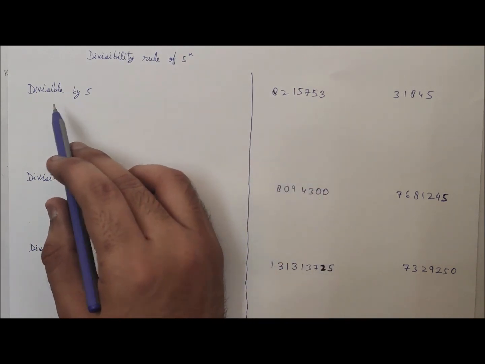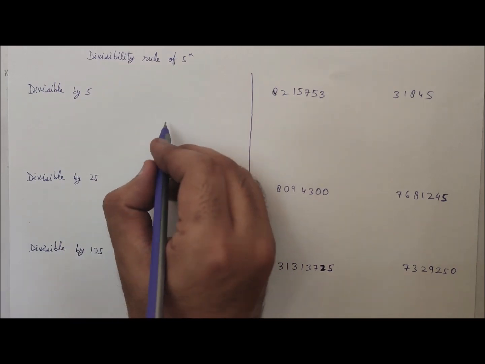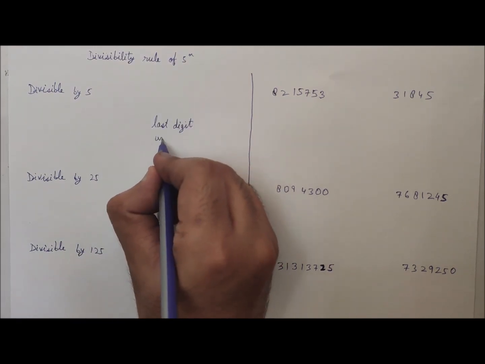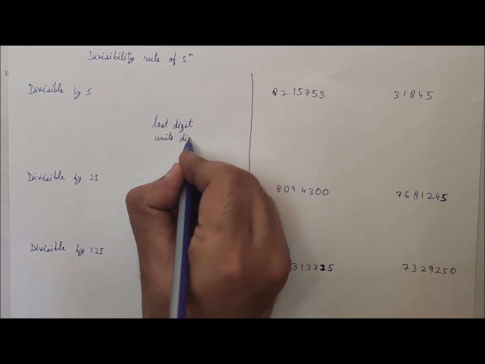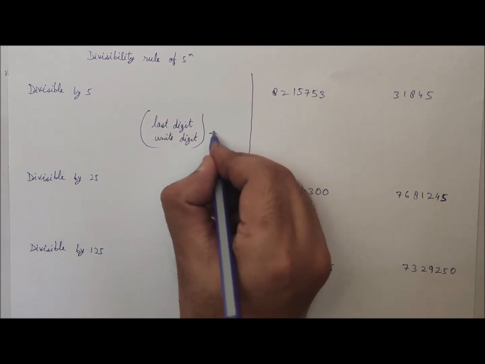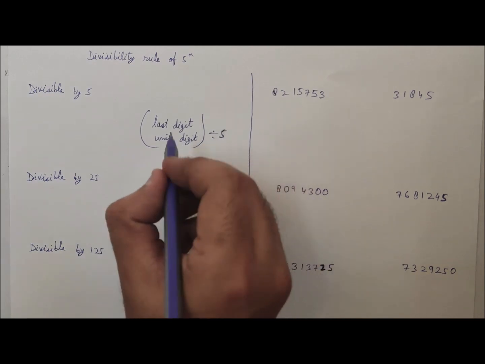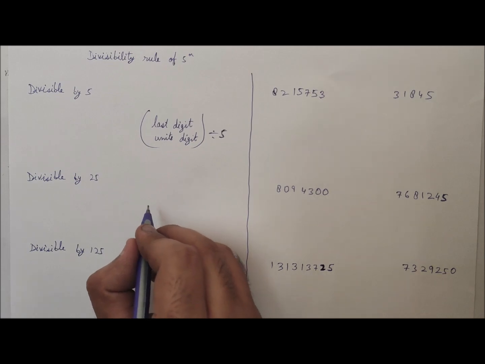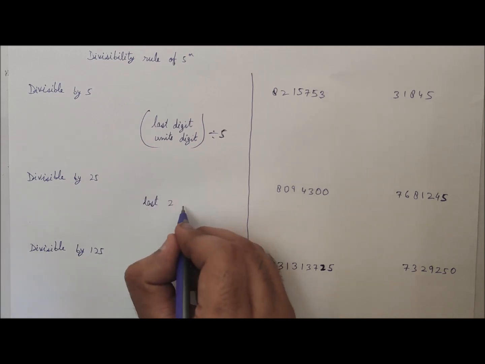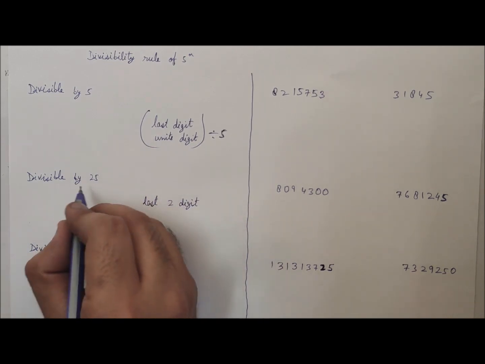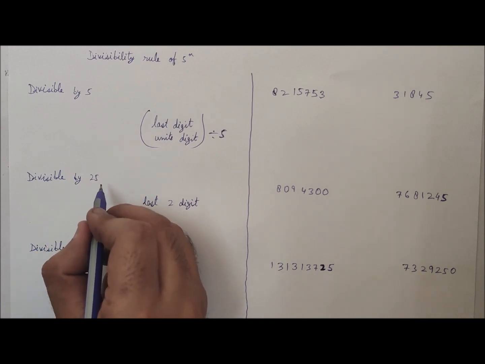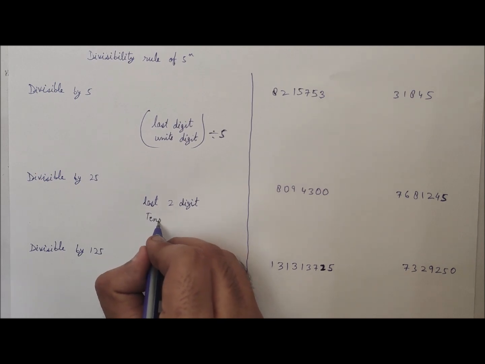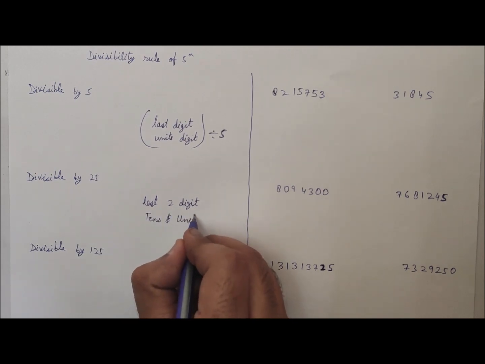So for divisibility rule of 5, we just check the last digit, or the units digit. If that is divisible by 5, we say that the number is divisible by 5. For 25, we need to check the last two digits because it's the second power of 5. 5 to the power 2 is 25. So we check the last two digits, that are the tens and units digit.